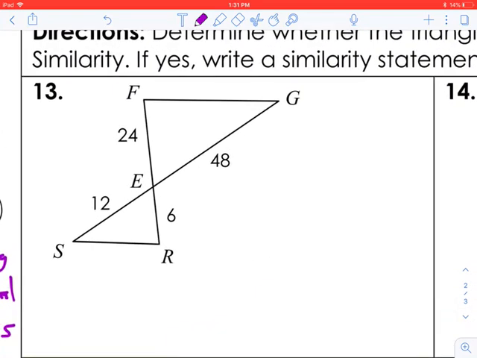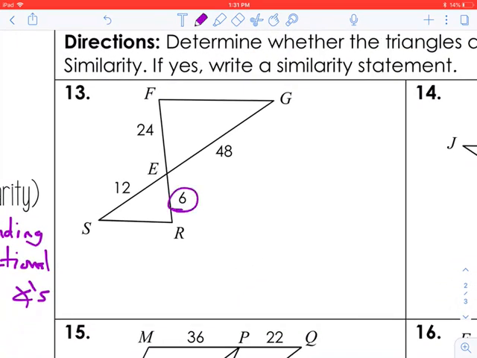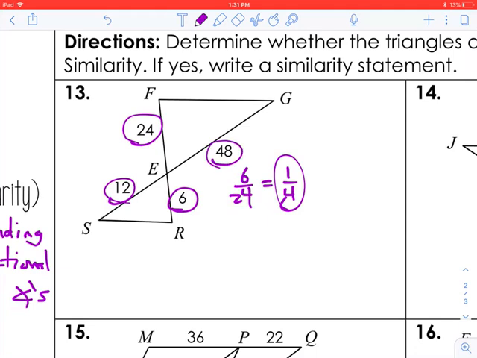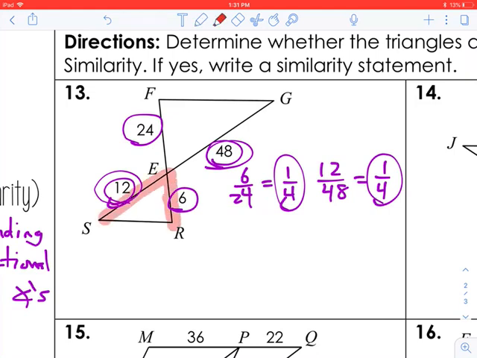In this case, I've got 6 and 24. So 6 over 24 reduces to 1 over 4. And 12 over 48 is also 1 over 4. Now, what's the included angle? This is where we got to understand one at a time. That's the included angle here, and same deal. That's the included angle here. And we know those are congruent because of vertical angles.